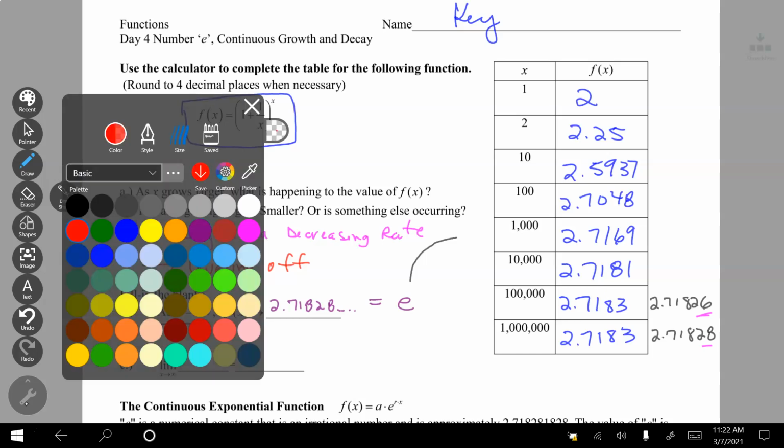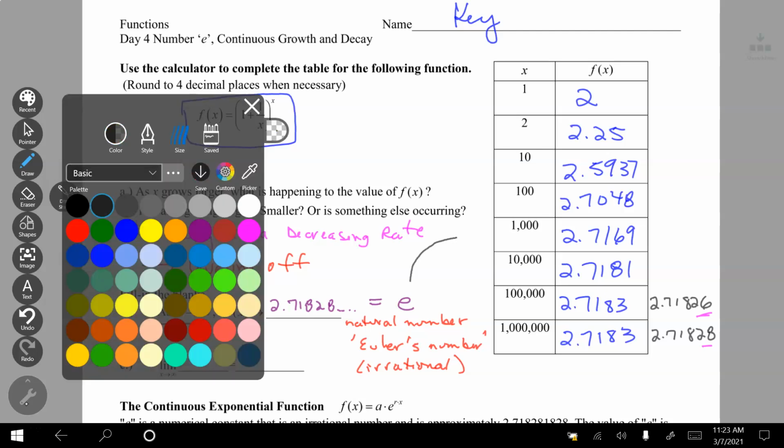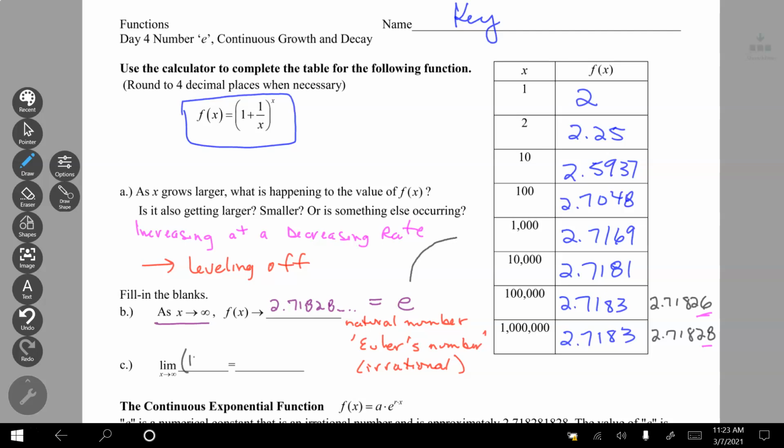I'll show you where e is on the calculator in a minute. This is called the natural number. It was named after this guy named Euler. I know it begins with an E, and his name is not Euler, it's Euler. So this is Euler's number. And it is an irrational number. It's a decimal that goes on forever and does not have a pattern to it. So for this example, 1 plus 1 over x raised to the x, as x goes to infinity, approaches the number e.